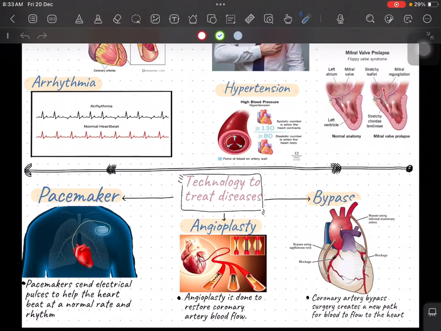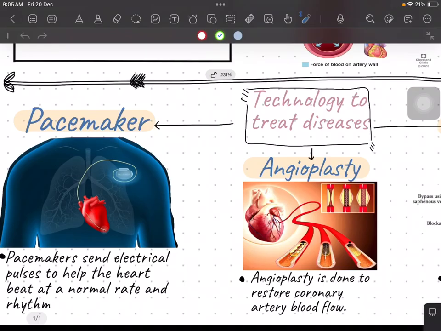There are several technologies to treat the disease. First of all is a pacemaker. A pacemaker sends electrical impulses to help the heart beat at a normal rate and rhythm. The second one is angioplasty. Angioplasty is done to restore coronary artery blood flow. The last one is bypass. Coronary artery bypass surgery creates a new path for blood to flow to the heart.